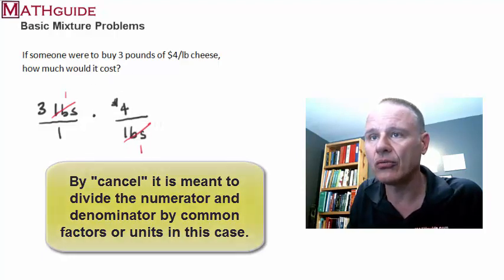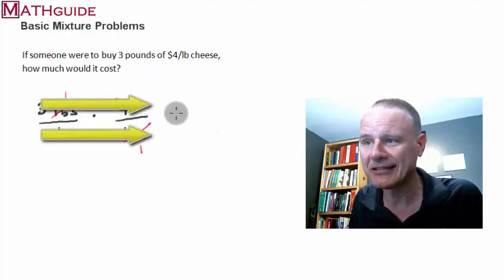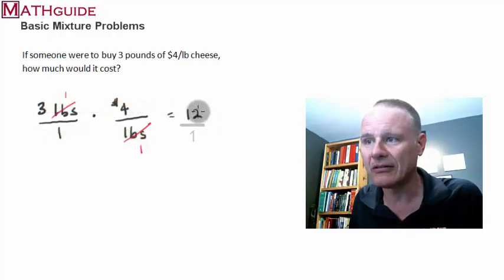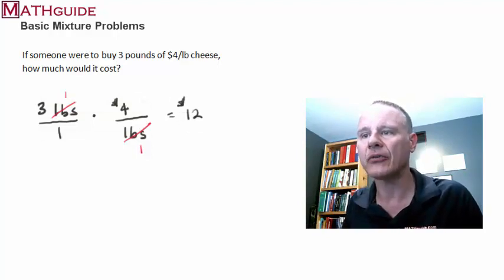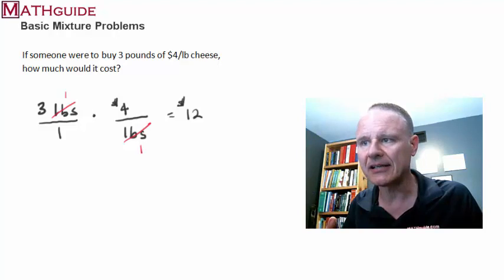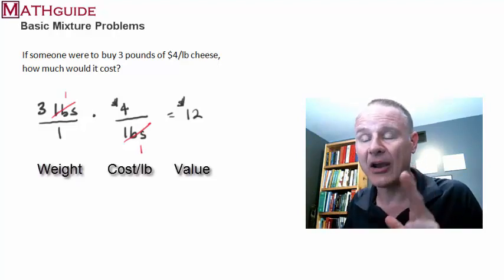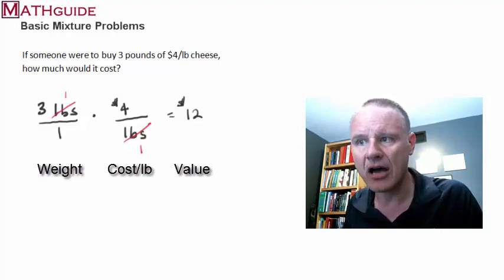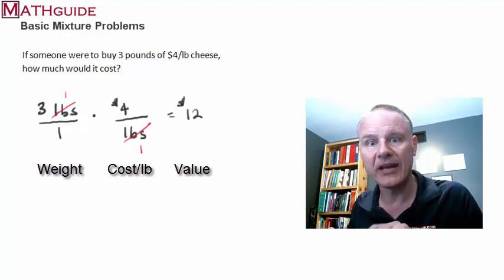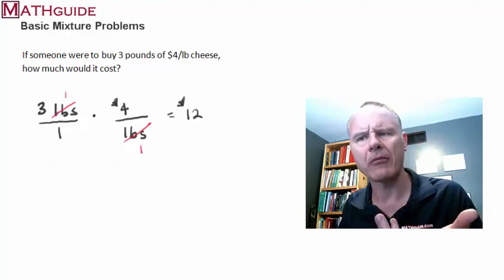And so when you end up multiplying across, because that's how you're supposed to multiply fractions, you're going to get $12. So that means if you were to buy 3 pounds of this cheese, it's going to cost $12. That is the value of the cheese that is being purchased. So clearly we could see in this problem that if you take weight times cost per pound, you get the value. Well, what if you did this problem in reverse?